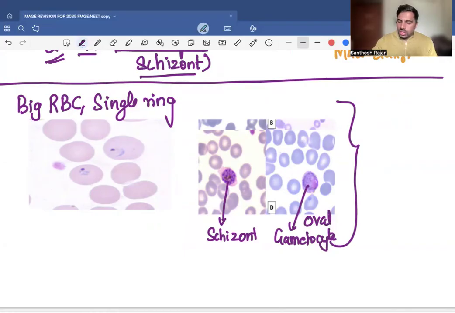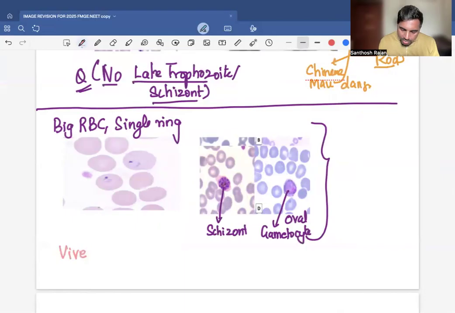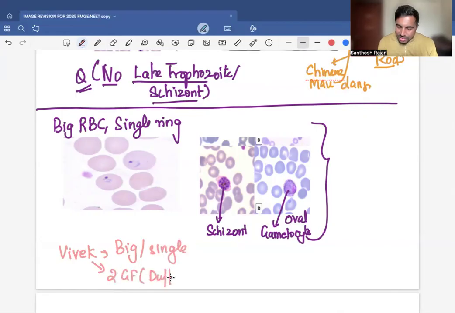When you see all these things, what do you remember? So that's what I always say. Our boy Vivek, he is a big, strong boy. He always says single, but unfortunately, he has two girlfriends. What are they? One is your Duffy antigen, very, very important. The other one is Schüffner's dots. I'm not going to write the clue because you will spot it out. The Duffy antigen is important for Vivax, it helps in entry, and Schüffner's dots is the other girlfriend. Remember like that.